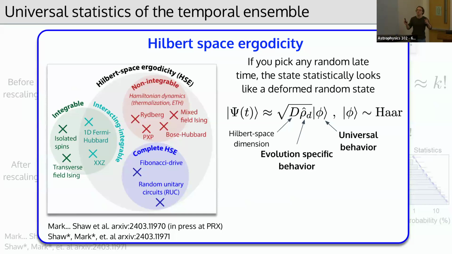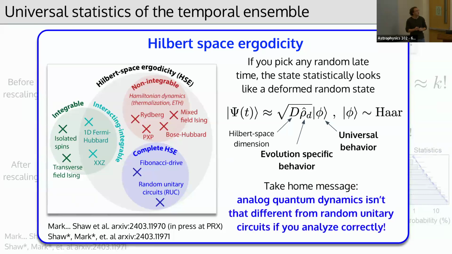What this really means is that we can factorize any quantum evolution in this wide class of behavior, the wide class of models, into some universal behavior, which is this random state ensemble, and some system specific. And the key takeaway is really that if we can analyze in this way, analog quantum dynamics doesn't have to be that different from how we analyze random unitary circuits in general.